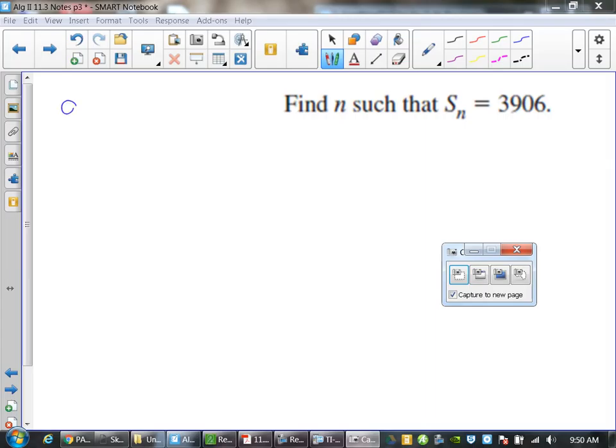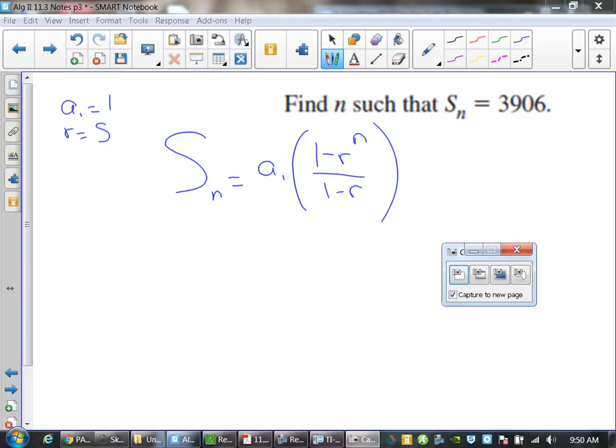We know that the first term was 1 and our rate was 5. It's really all the information you need from the first part of the problem. Write out the formula. The sum of however many is the first term, 1 minus the rate to the n over 1 minus the rate. Well, what's your first term? 1. What's the sum have to equal? And we substitute in 1 minus 5 to the n over 1 minus 5.